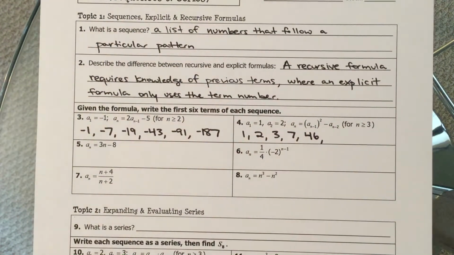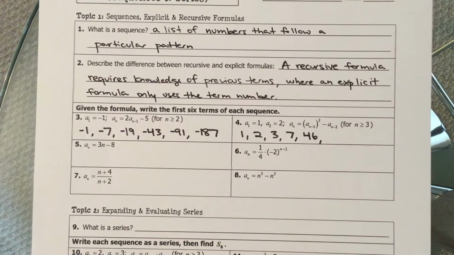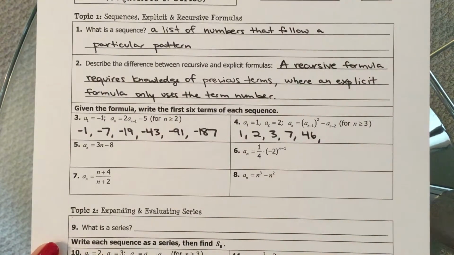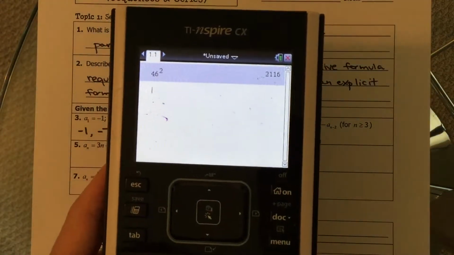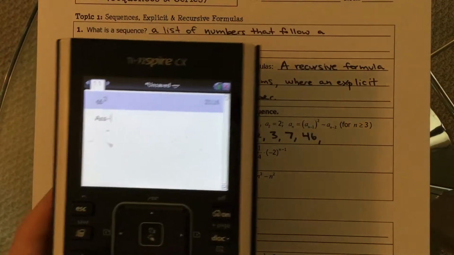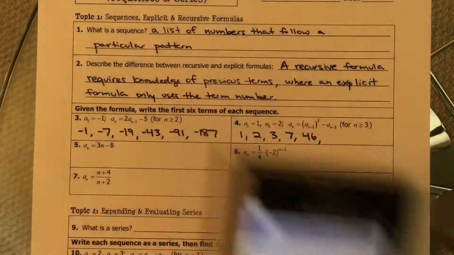Let's get a calculator for this one. 46 squared is 2116, and then minus the one before, which is 7. So that would be 2109.